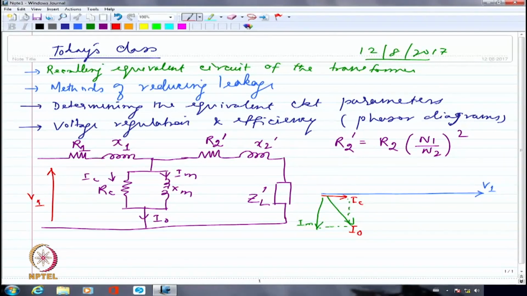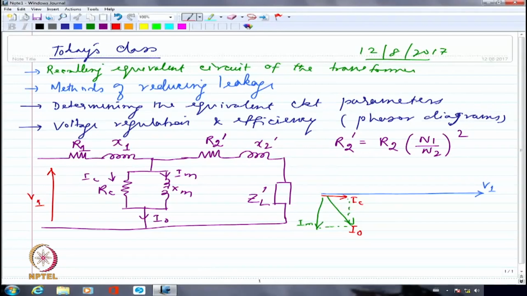So the leakage reactance of a transformer, in terms of voltage drop, will be only about 2% or 3%, nothing more than that. Totally put together, the voltage drop in R1 and X1 as well as R2 dash and X2 dash will be only less than 5%. That is under full load current condition.